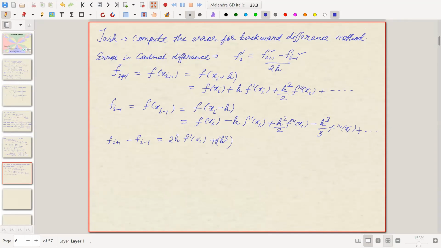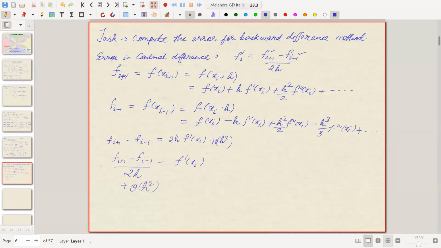So how will we get our f dash of xi? We have to divide by 2h. We need to eliminate that front coefficient of f dash of xi. So dividing by 2h, we get f i plus 1 minus f i minus 1 by 2h equals f dash of xi, plus the order term. Is it clear? It won't be h cube because you are dividing by 2h. So it will be h square.